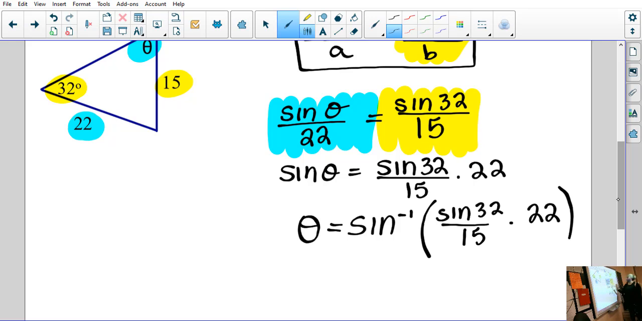Now be careful with brackets, because when I press sine on my calculator, it automatically wants to open a bracket. So I would have to close that bracket on my calculator when I'm typing it in. So just watch out on your calculator. So I am going to go second function sine of 32, close that bracket, divided by 15 times 22, and then close the other big bracket.